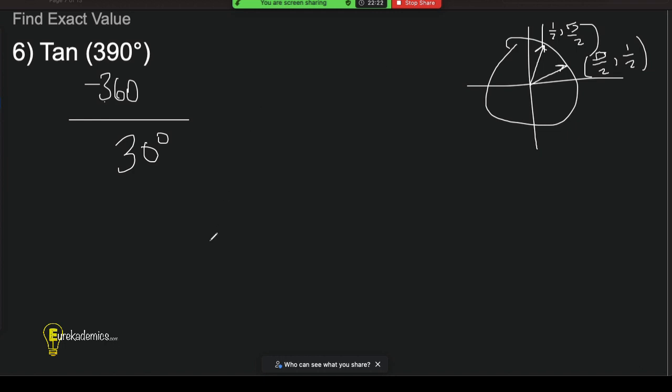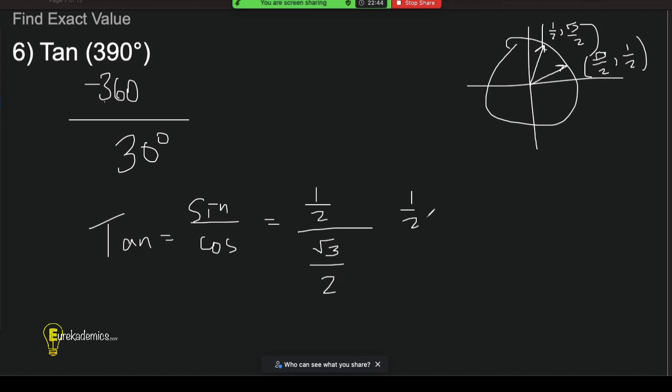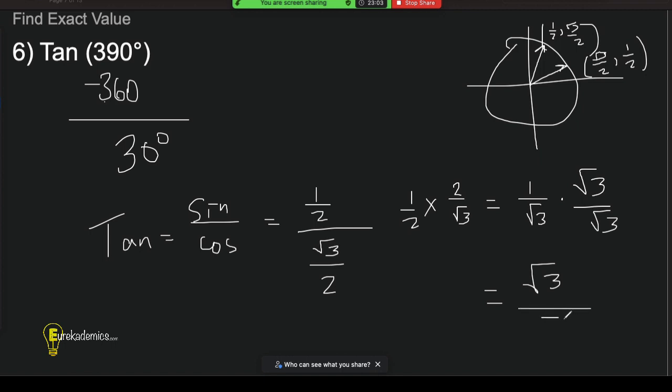Then you would have to recall tangent equals sine over cosine, and then go to your unit circle. You would see that at 30 degrees, sine is 1/2, and at 30 degrees, cosine is rad 3 over 2. Now remember, we don't divide fractions, we multiply by reciprocals. The 2's do cancel out, but we have a radical downstairs that must be rationalized. So we multiply by rad 3 over rad 3, and get our final answer: rad 3 over 3 is the exact value for this trigonometric function.